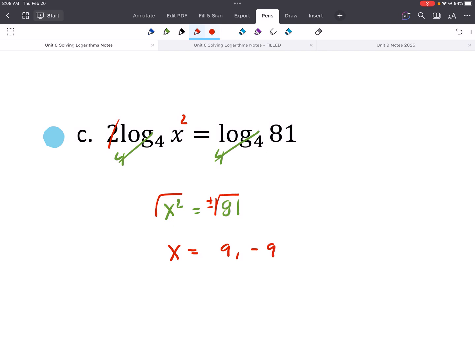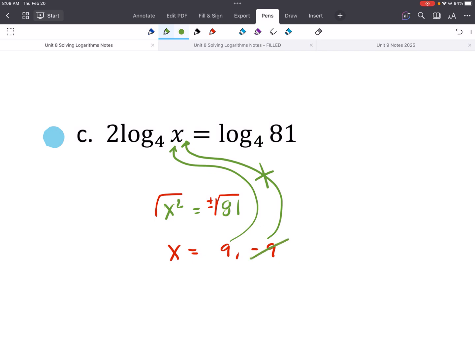Okay. So if we go back to the original equation before we did anything, so maybe I'll just erase that for now just so we can see it. If we plug 9 in here, that's great, right? That's a positive number. But if we take this -9, that can't work, right? That is an extraneous solution.